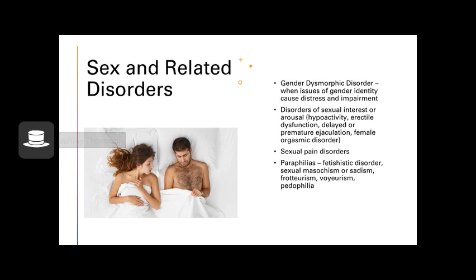So even though sex, gender, and sexual orientation are not disorders, there can be disorders associated with them. For example, we have gender dysmorphic disorder, which a few people misunderstand. Not you, because you're super smart and amazing, but it used to be called gender identity disorder, and recently changed to gender dysmorphic disorder. But essentially, it's when somebody's issues with gender identity are causing distress or impairment.